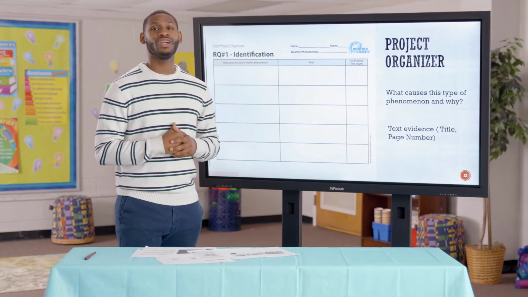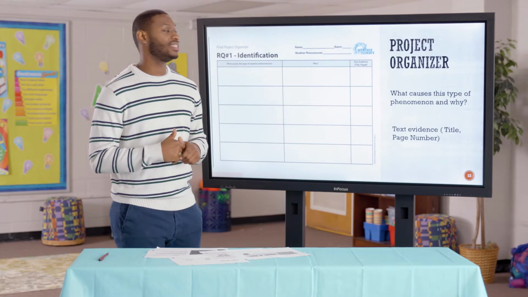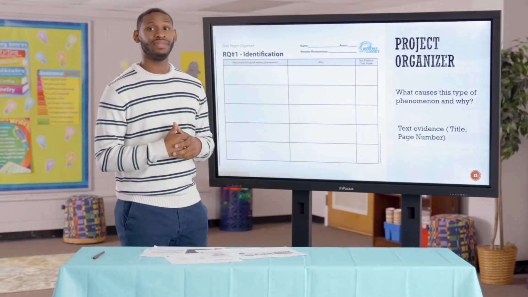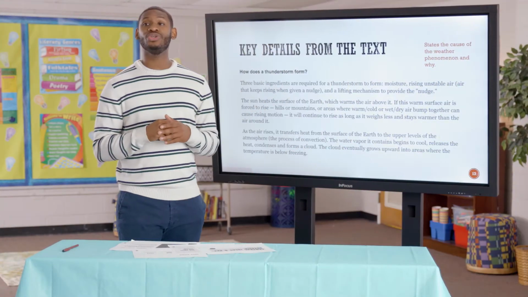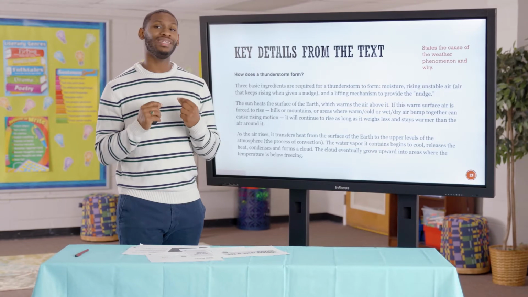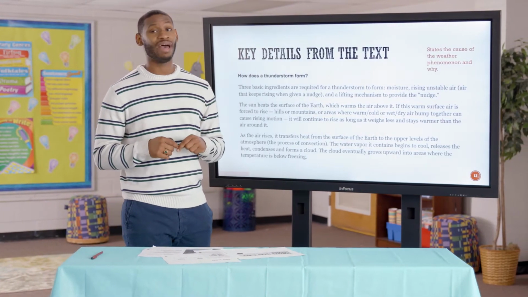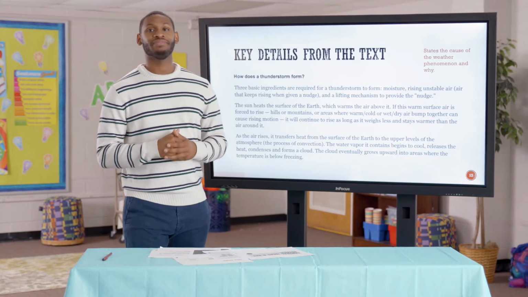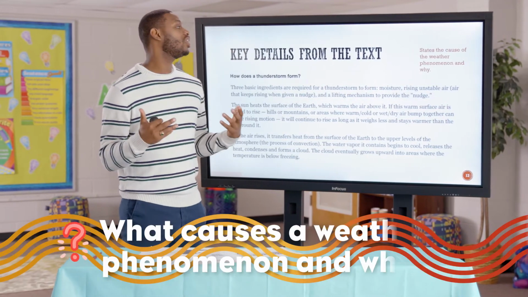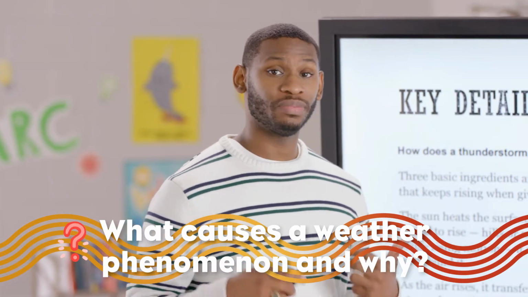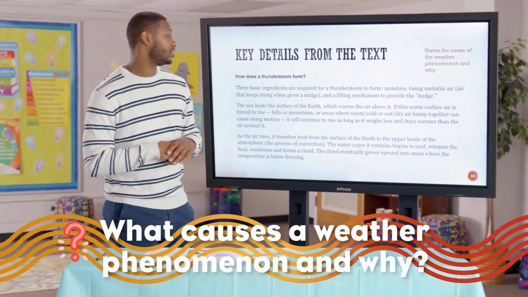So let's take a look at this project organizer that we're going to use for today's lesson. Again, we're focusing on the cause of the type of phenomenon and why. So in order to figure out these causes, we need to find some key details from the text, and I mean straight from the text, so that we can answer this question. Now, the question is, what causes this weather phenomenon? So let's look at these two paragraphs that I specifically chose to answer this question.